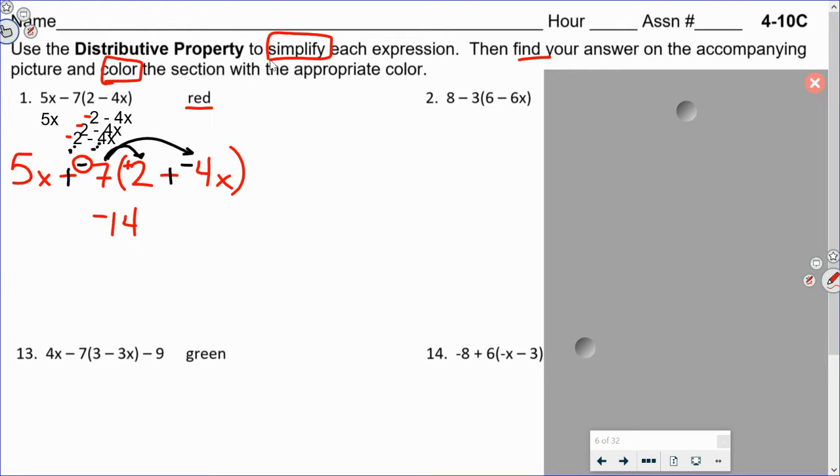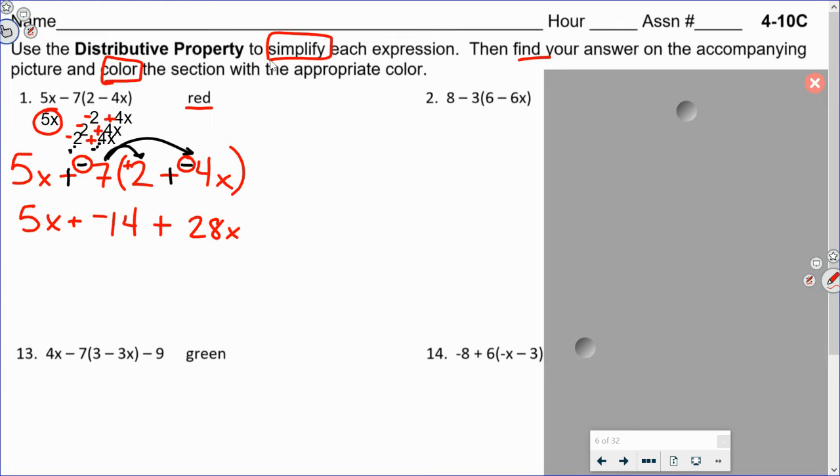7 groups of negative 4x's. Well, 7 4x's is 28 x's. But the opposite of all those negatives would make positives. So that's going to give us positive, or an addition of, 28 x's. Also notice this 5x was by itself. It's not a part of the group, so I'm just going to rewrite the positive 5x down below.